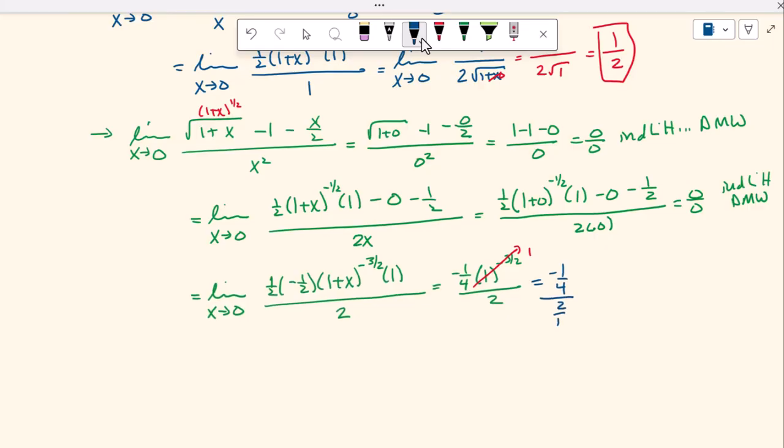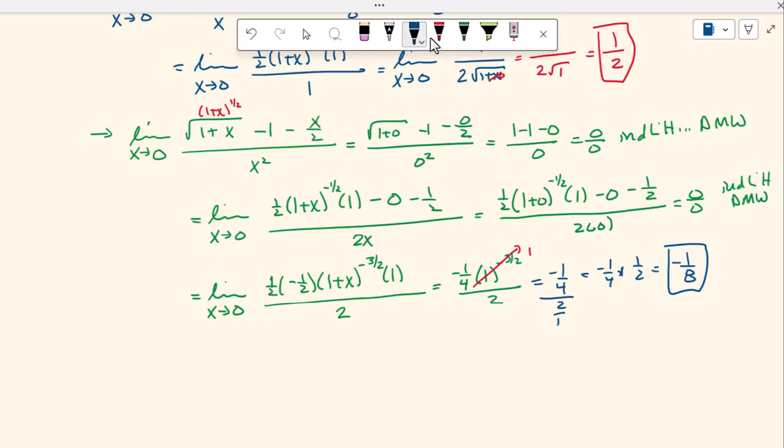I could write that as 2 over 1. And remember, when you divide by a fraction, you multiply by the reciprocal. So for this particular case, I don't think that's right. I think I flipped it wrong. Sorry. When I flip it, 2 over 1 becomes 1 over 2. And then I get negative 1/8 for this particular case.